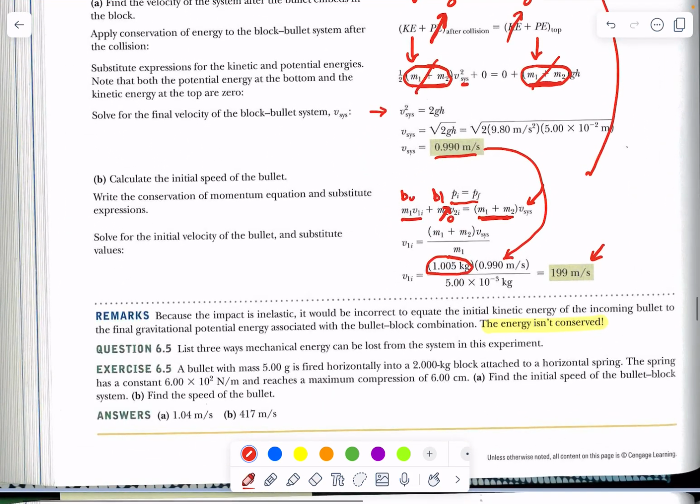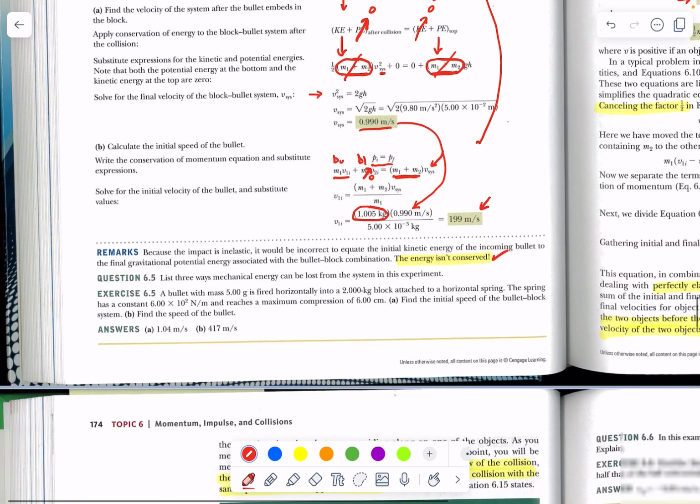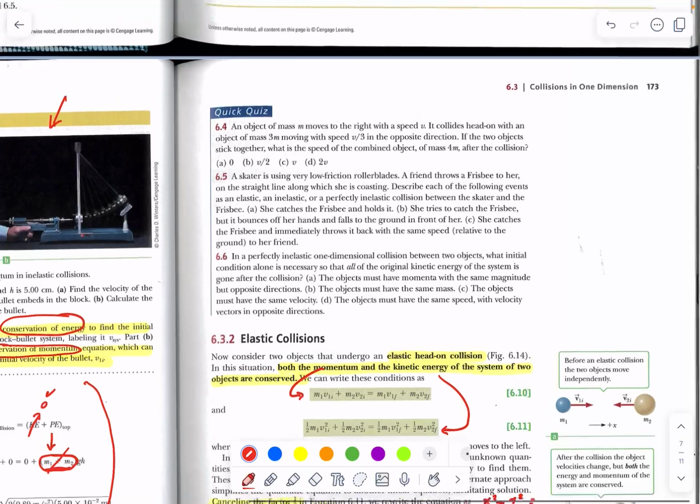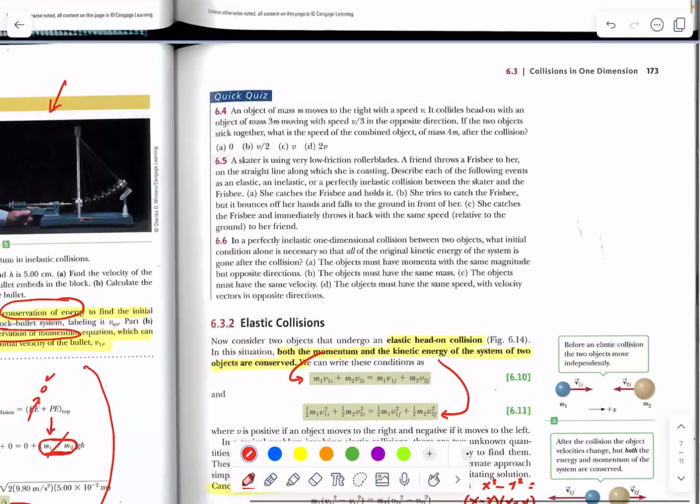All right, please note again that energy is not conserved because when the bullet penetrates the block, there'll be a little sound, but certainly there'll be a lot of heat generated as the bullet comes to a halt inside the wood. And there might be some deformation of the wood as well. And here's a good time to pause the screencast and see if you can do the quick quiz. Again, the answers are in the back of the book.